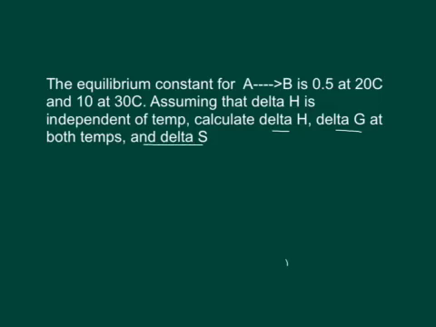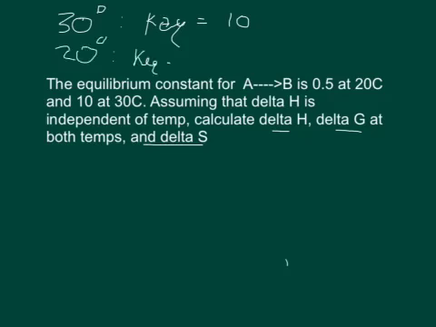At 30 degrees, KEQ is equal to 10. At 20 degrees, KEQ is equal to 0.5. So the only two variables we have are temperature and equilibrium constant, and we're supposed to calculate all of the thermodynamic quantities.